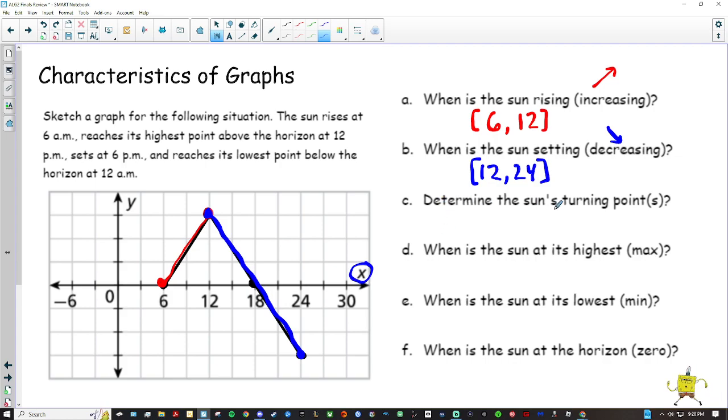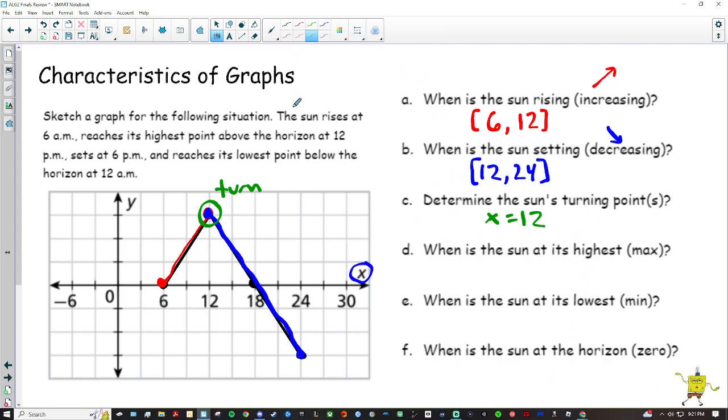C, determine the sun's turning point. So this is when the graph U-turns, changes directions, and it's happening one time. Right at noon, you can see our graph switches from going up to down. This right here is called our turning point. This happens at x equals 12. Okay, this isn't an interval because we're just naming one point, not a range of numbers.